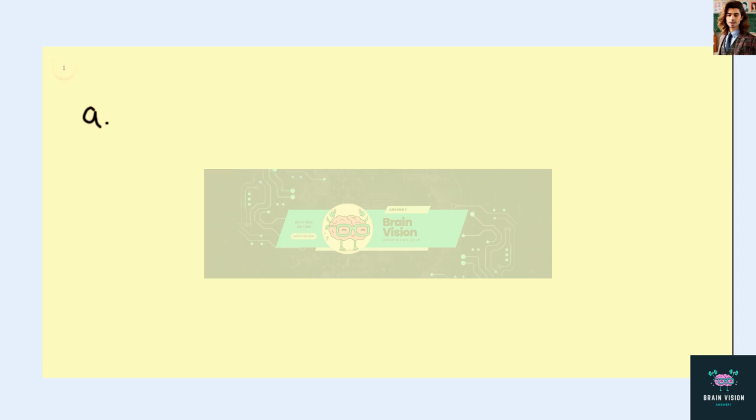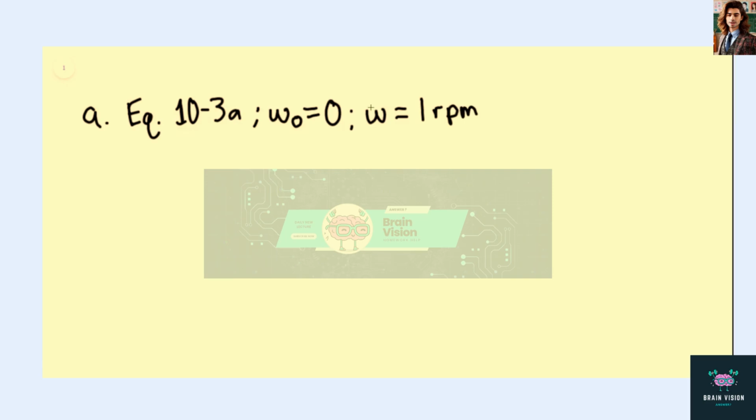So for part A, the angular acceleration can be found from equation 10.3a. We know that the initial angular speed is 0, and the final angular speed is 1 revolution per minute. So we can say that alpha would be equal to the angular acceleration.